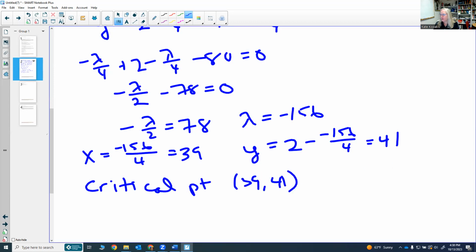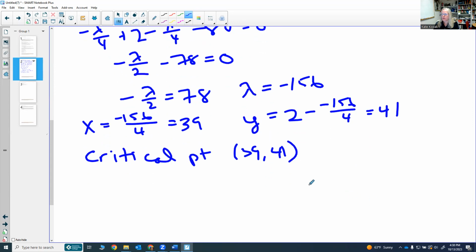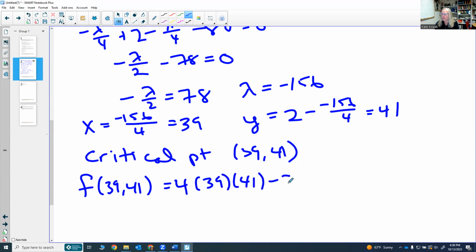Now evaluate the output function at all the critical points. The largest value is the maximum, and the smallest value is the minimum. Since this only has one critical point, the output function evaluated at this point, little f of 39, 41, is equal to 4 times 39 times 41 minus 8 times 39, which is equal to 6,084. That is the maximum output.